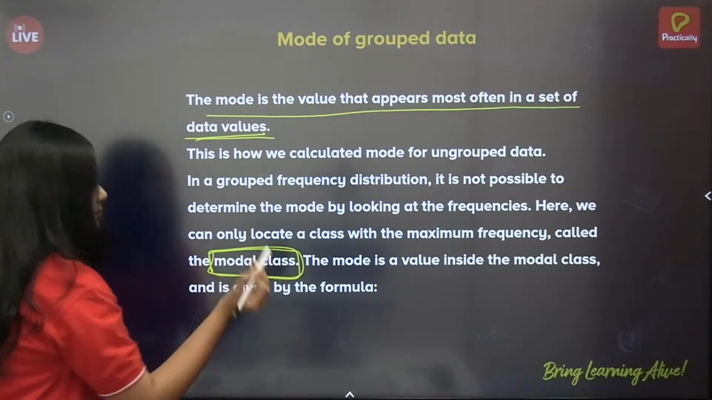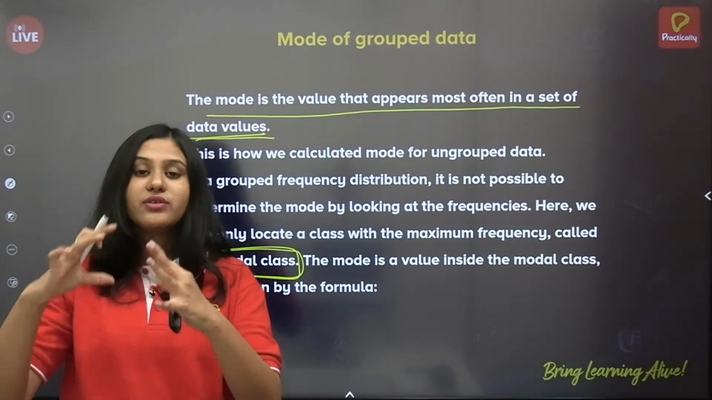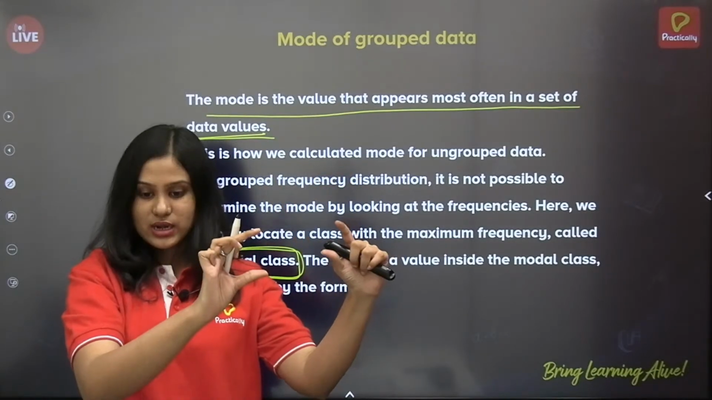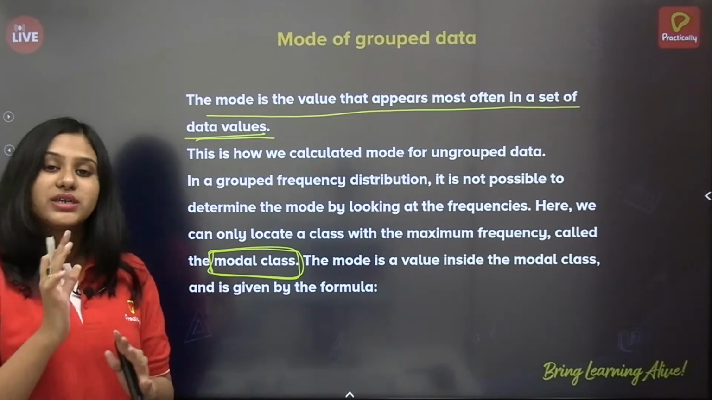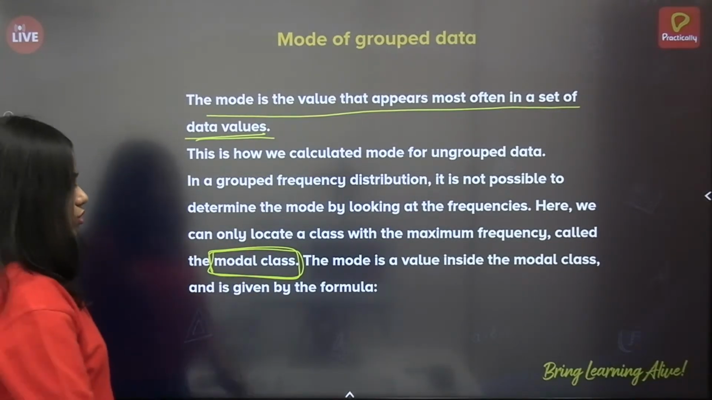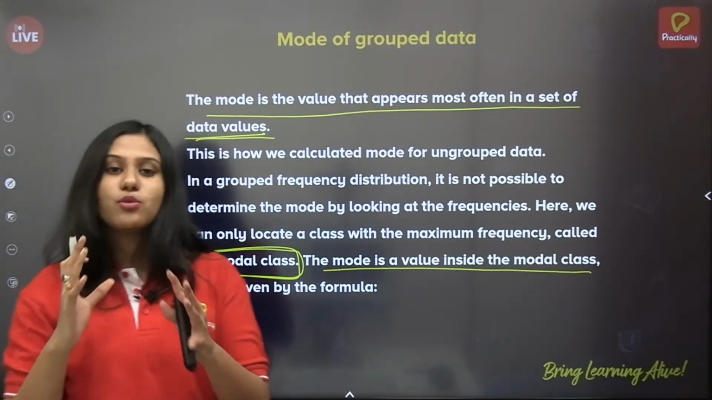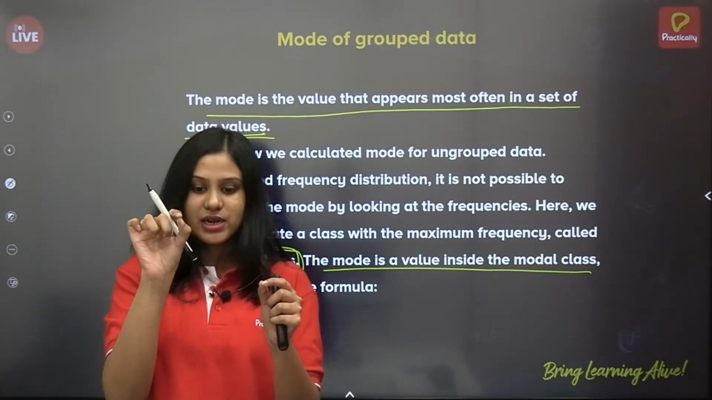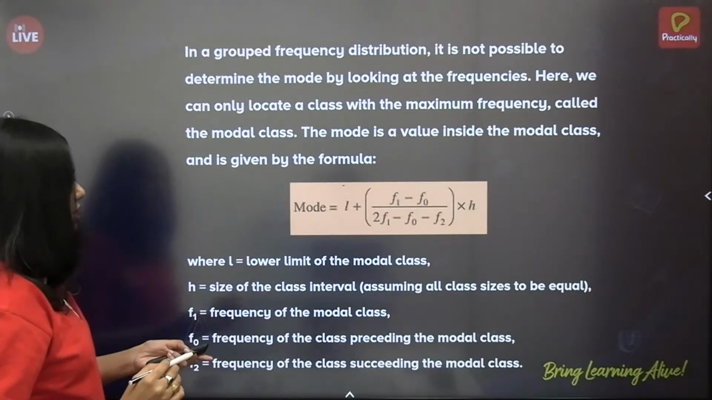So what is meant by modal class? Whichever frequency is the highest, that class is nothing but the modal class, okay? Again, please do not get confused. I'll explain while teaching the problem, it will be clearer for you. So the mode is the value inside the modal class. Suppose the modal class is between 10 to 20. Then the mode lies somewhere in between 10 to 20, okay? This is the meaning, and it's given by the formula.